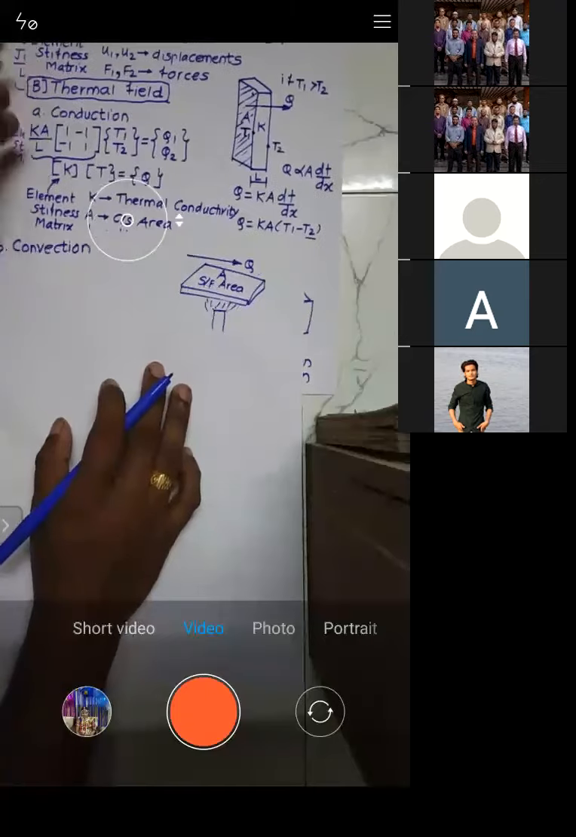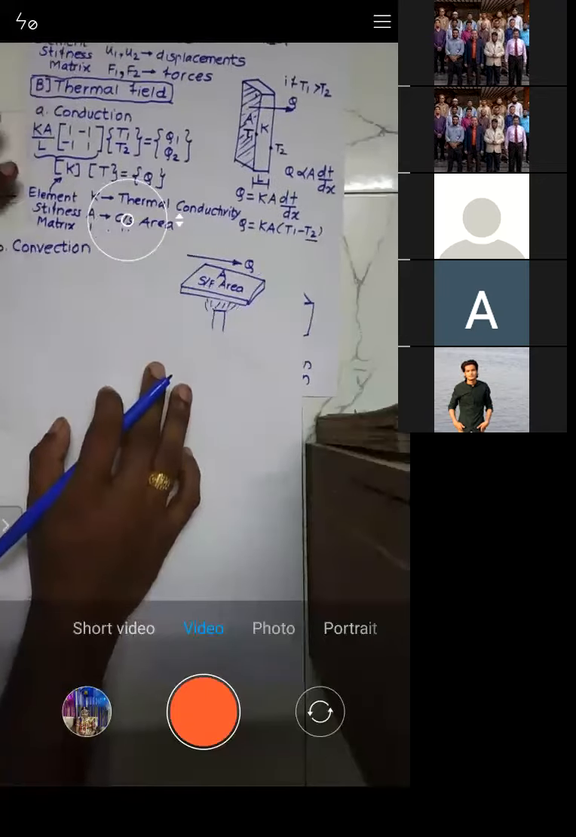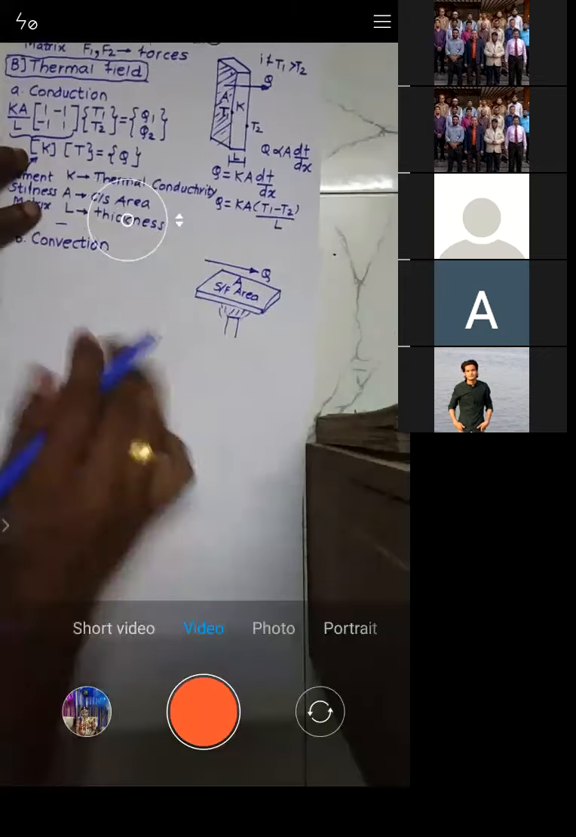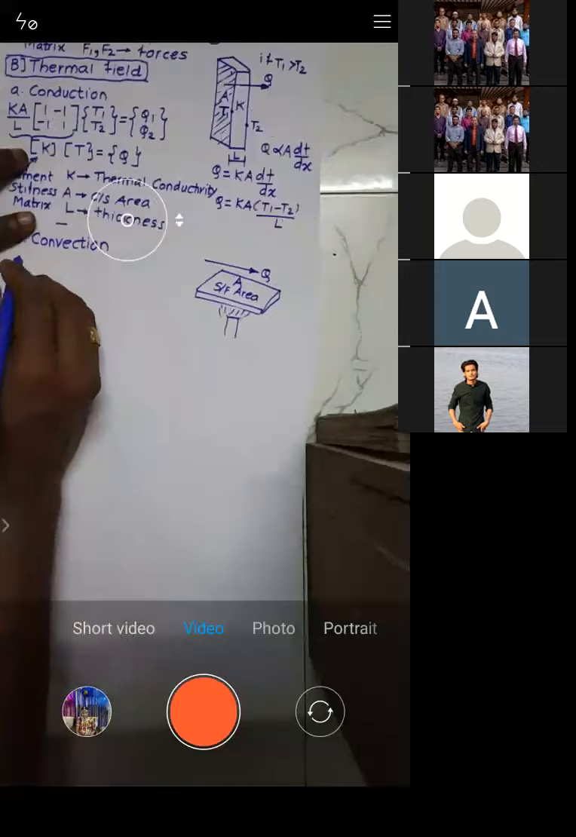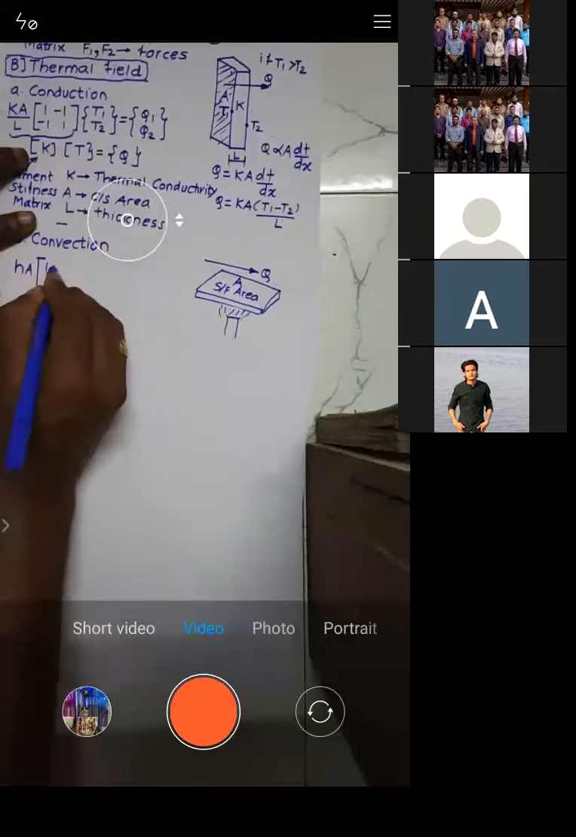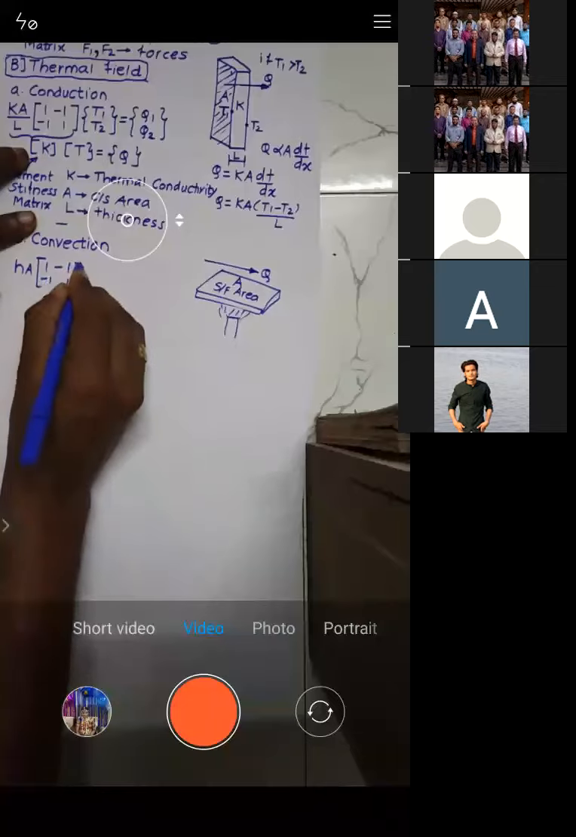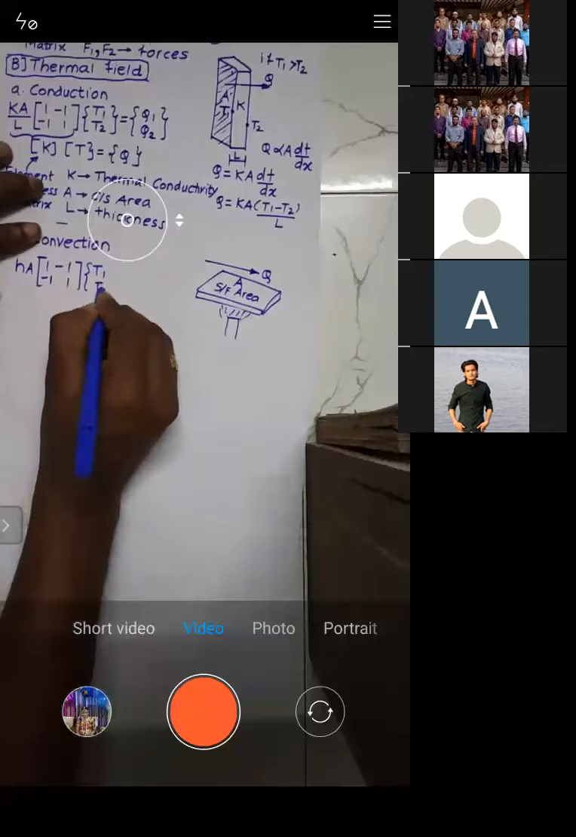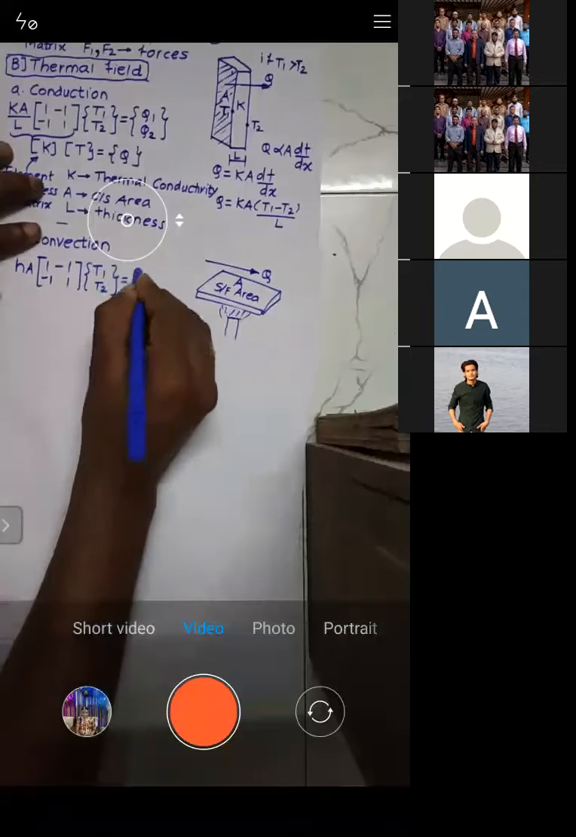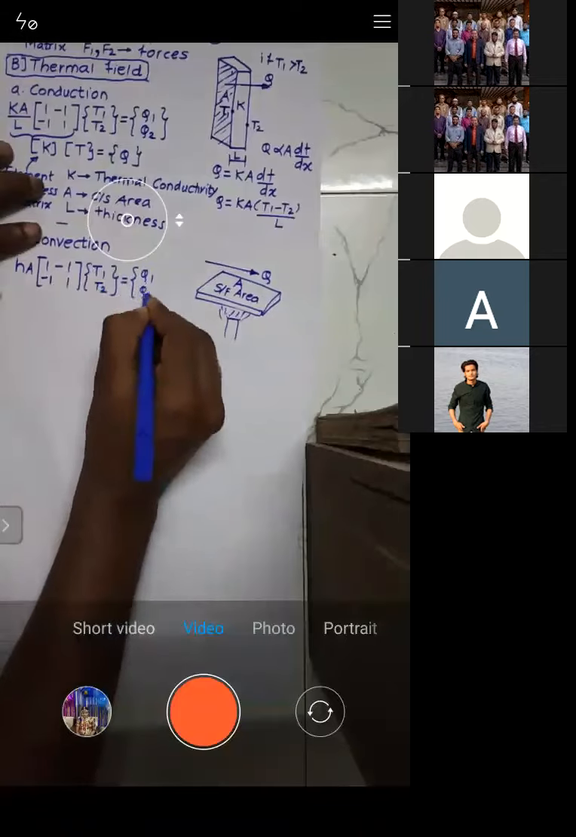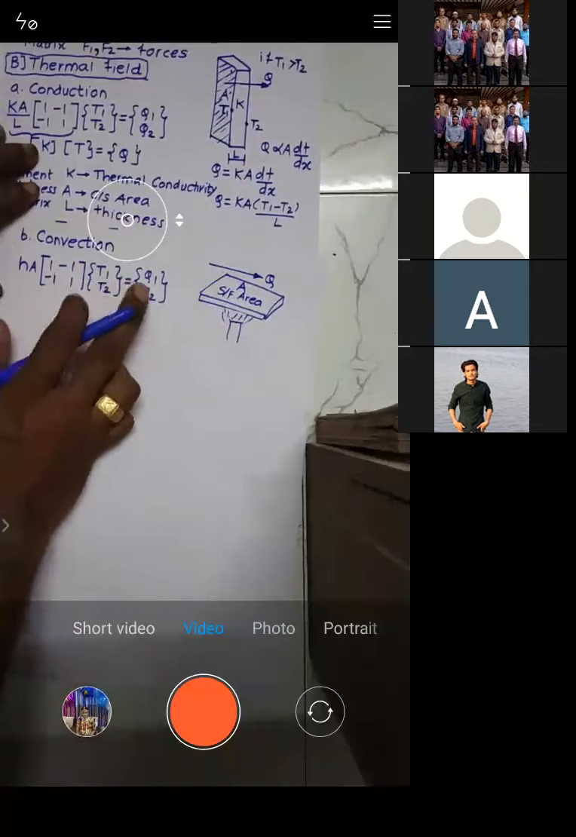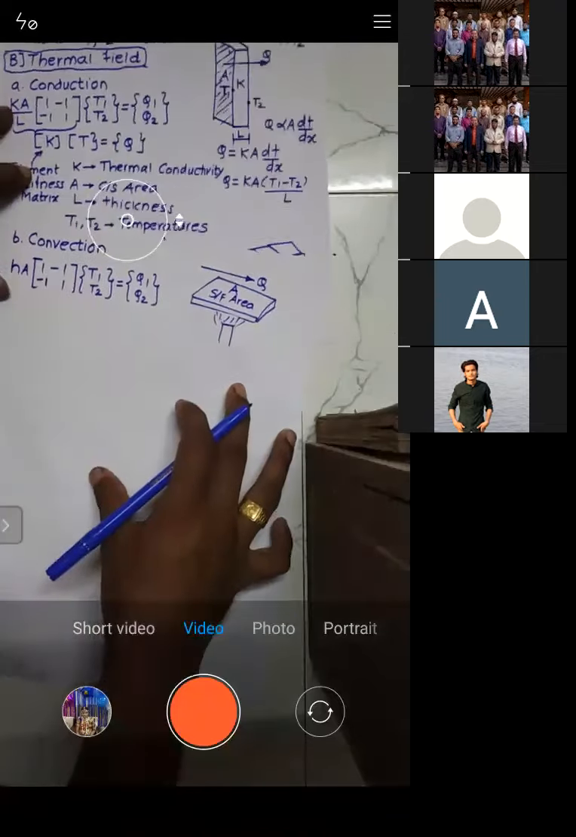As with conduction, I need to write down one equation for convection. So how will I do that? It is given by H into A, times the matrix [1 -1; -1 1], times [T1; T2], is equal to [Q1; Q2]. Try to understand: H A [1 -1; -1 1] [T1 T2] = [Q1 Q2]. Simple. What is H?